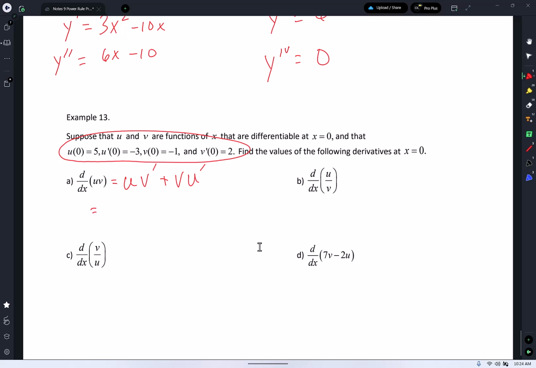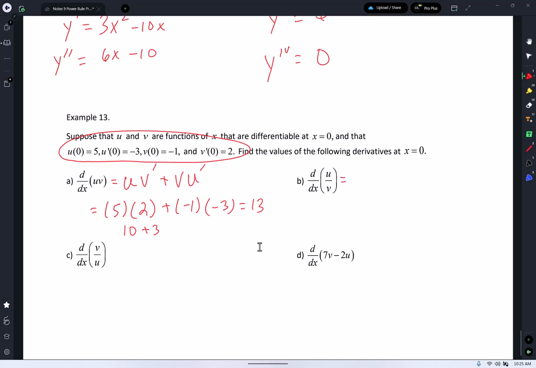So here we go. Equals u of 0 is 5, v prime of 0 is 2, plus v of 0 is negative 1, u prime of 0 is negative 3. So all that is, let's see, 5 times 2 is 10. Negative times a negative is a positive, plus 3. So all that is 13. Are we okay? All right, let's go to letter B.